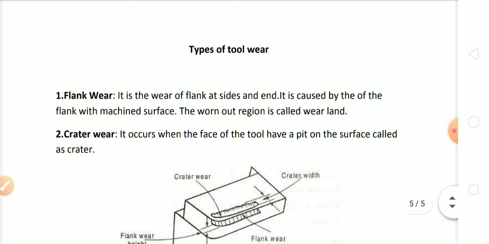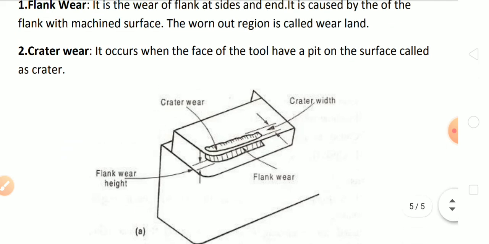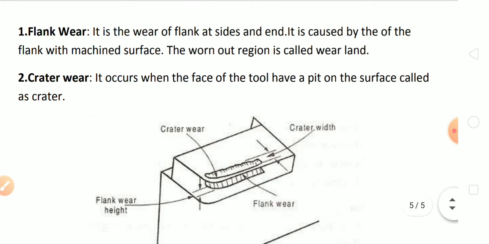See, there are only 2 types of tool wear. There are so many subsections for tool wear, but we have to study only 2 types. The first one is flank wear. You can see in the figure, if wear is happening on the flank surface of the machine tool, then that is called flank wear, and the surface where the wear is formed, or the worn out region, is called wear land.